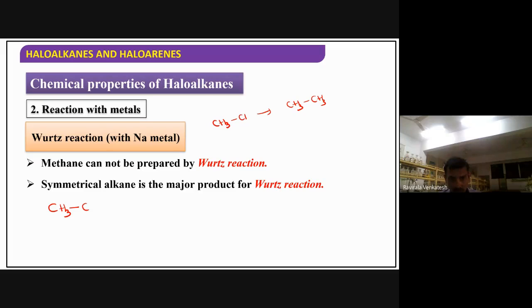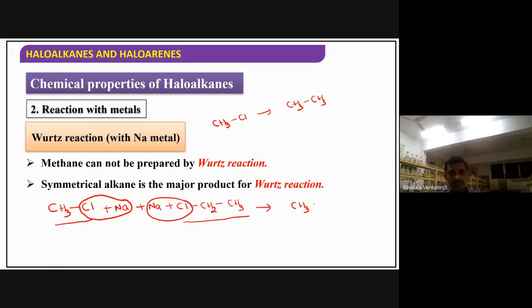CH3Cl reacting with sodium. Again, one more sodium I am taking here, with Cl, CH2, CH3. So this is called methyl chloride. This is called ethyl chloride. Now what I am doing here? Removing NaCl here and NaCl here. So when you join these two, what happened? CH3, CH2, CH3. Propane is forming.